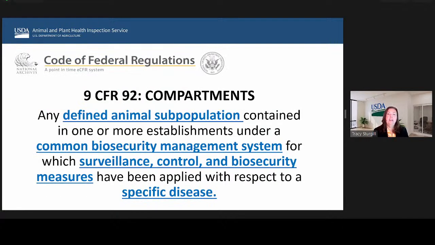And following this, APHIS established our regulatory authority for the U.S. industry to establish and develop compartments. And so APHIS defines compartments as any defined animal subpopulation contained in one or more establishments under a common biosecurity management system for which surveillance, control, and biosecurity measures have been applied with respect to a specific disease.